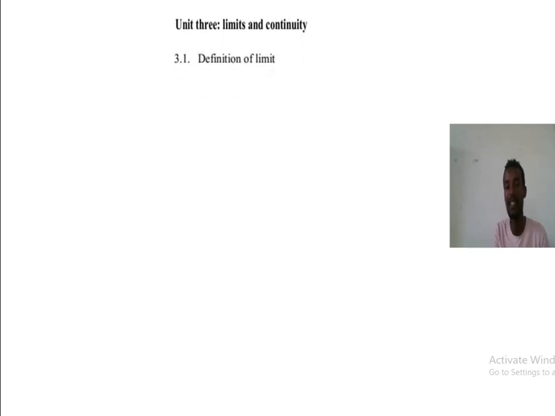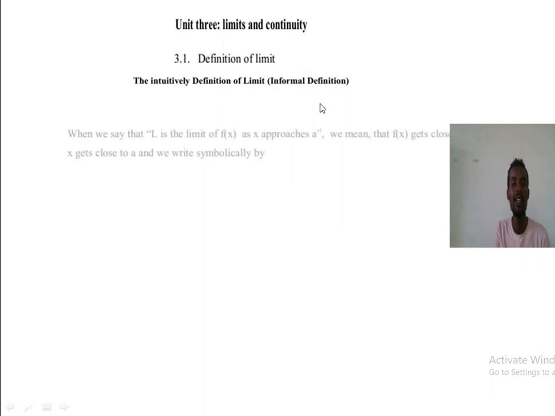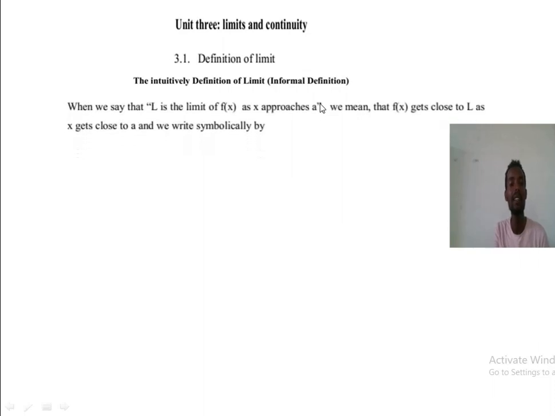And now let us start from Unit 3, which is limit and continuity. Definitions of a limit. What is the definition of a limit? As I told you, there are two types of definitions of a limit, that is the intuitive definition of a limit, or the informal definition. Now, using the informal definition, a limit can be defined in such a way.